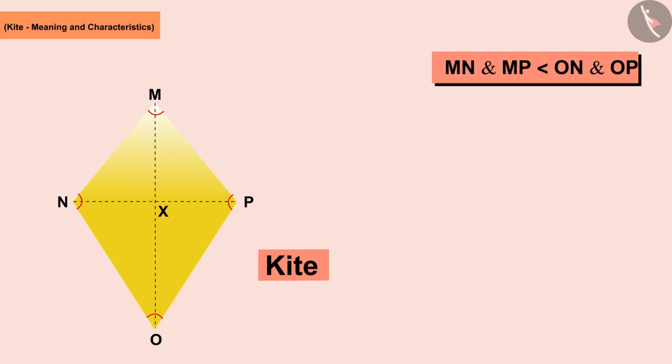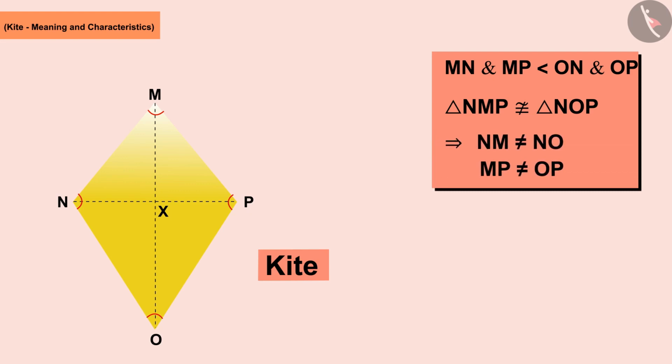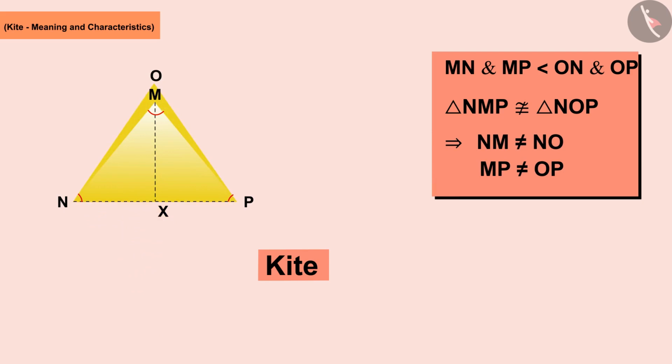If you bend this quadrilateral kite with respect to its diagonal NP, you can see that the triangle MNP is smaller than the triangle NOP. That is, both triangles are not congruent. That is, the corresponding parts of these triangles will not be of equal measure. If you put the top O at the top M, you can see that the measures of these 2 angles are not the same.